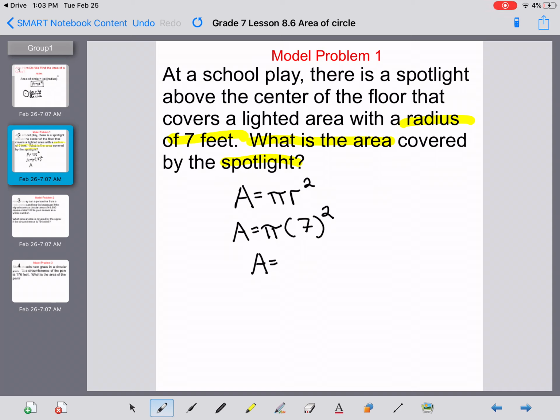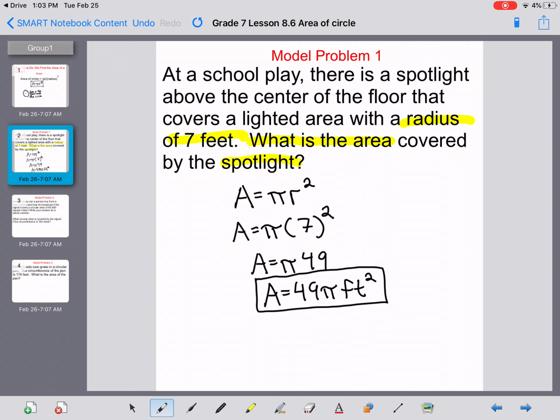Now I need to simplify this. 7 squared is 49. And even though it's okay if you write it the other way, it's always mathematically correct to put the number before the pi. So our area is 49 pi feet squared. Area is always going to be squared. So it's 49 pi feet squared.